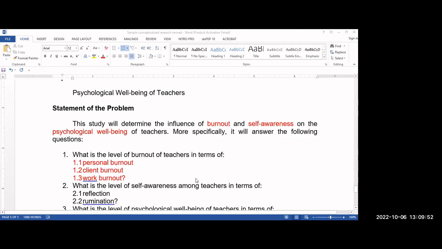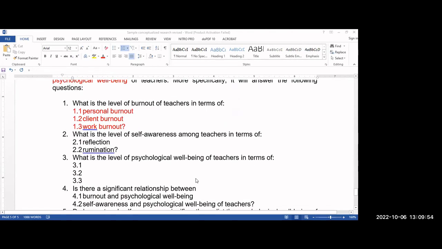The next question here is on the second independent variable, what is the level of self-awareness among teachers in terms of reflection, rumination? So these are the dimensions of self-awareness. And saan galing itong reflection and rumination? Galing yan siya sa questionnaire. So that would mean that hindi dapat na kayo maglagay ng different questionnaire. You will get the indicators coming from the tool that you will be utilizing.